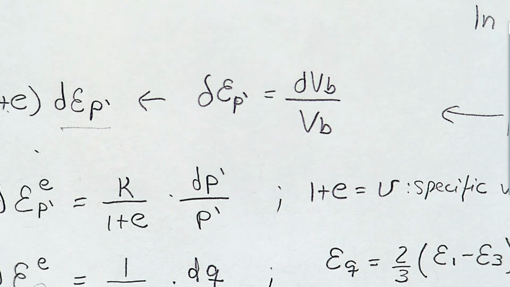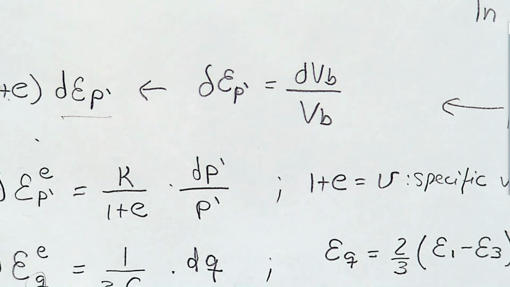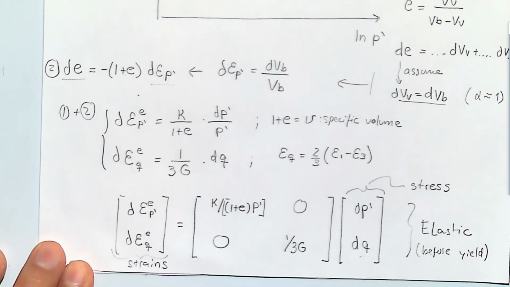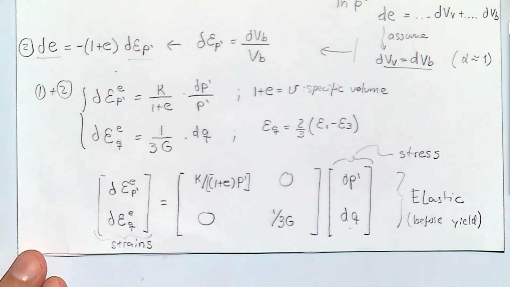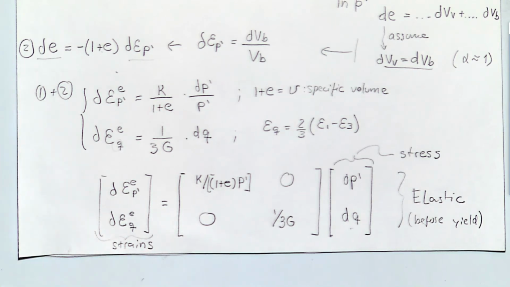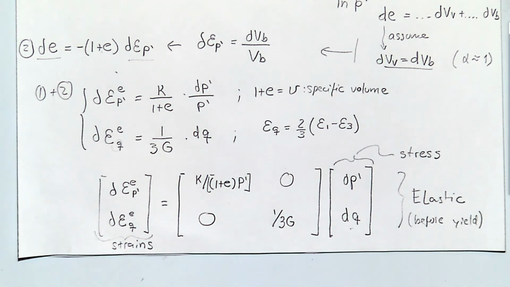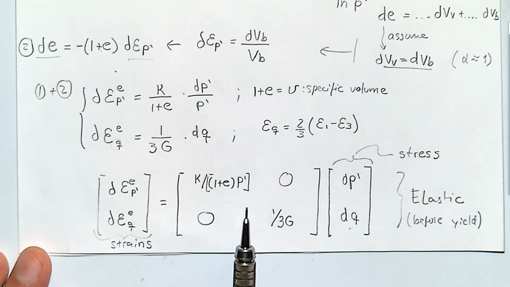Okay, so one more time. In the elastic part, shear and mean stress are not related. They do not cause strains to each other. Okay, so we have the elastic part. Now we can predict strains before the yield point with this model, and now this is a nonlinear model.